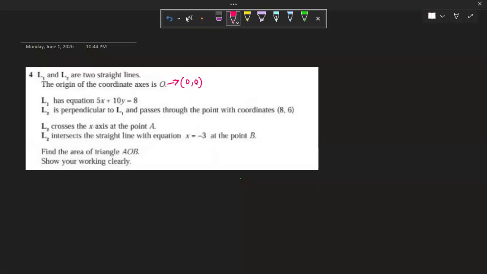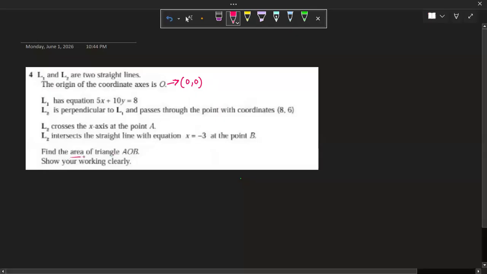L1 has equation 5x plus 10y equals 8. L2 is perpendicular to L1 and L2 is passing through the point with coordinates 8, comma 6. L2 is crossing the x-axis at point A and L2 intersects the straight line with equation x equals minus 3 at point B. Find the area of the triangle AOB.